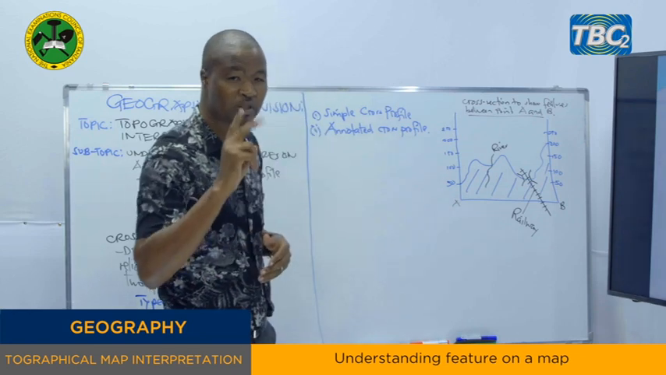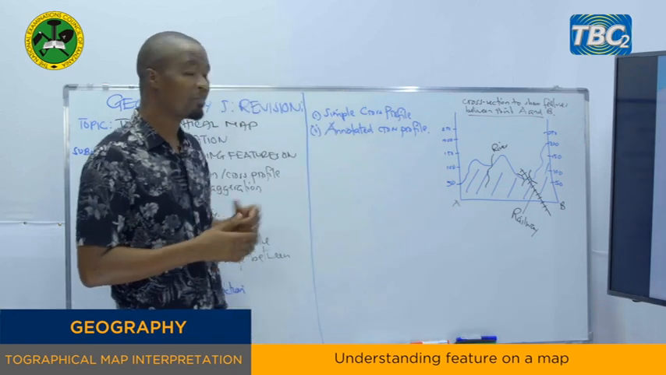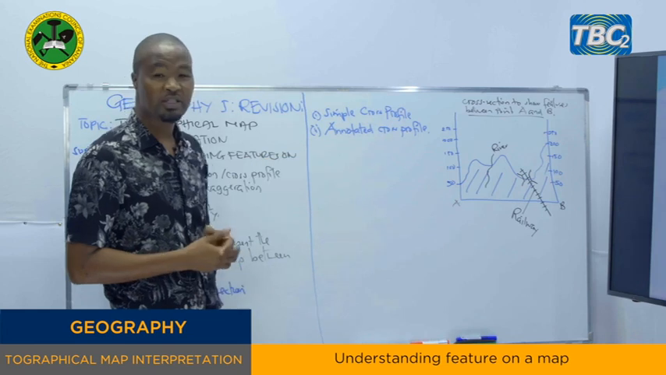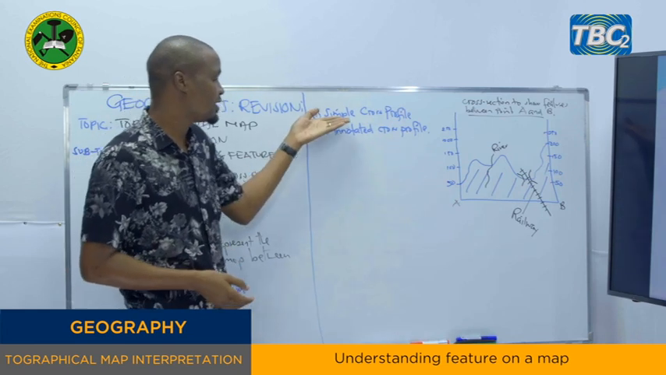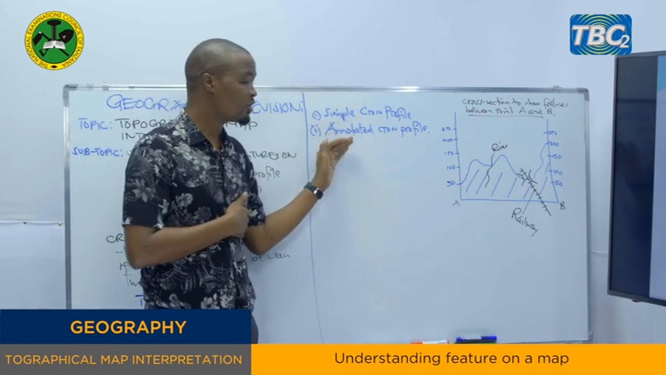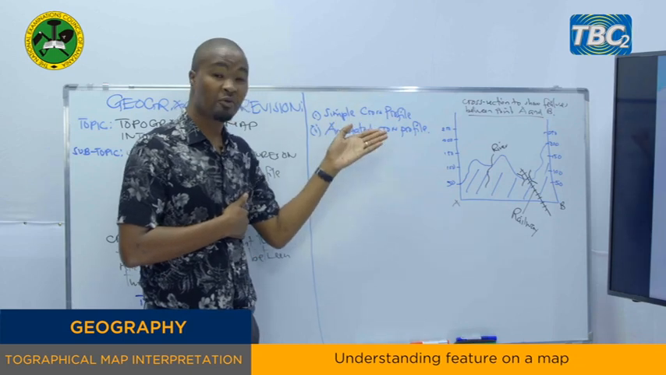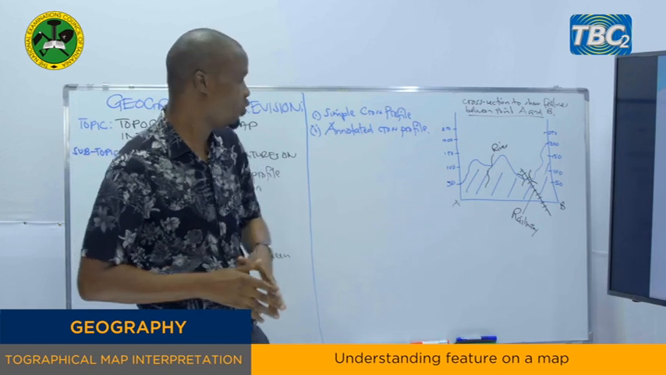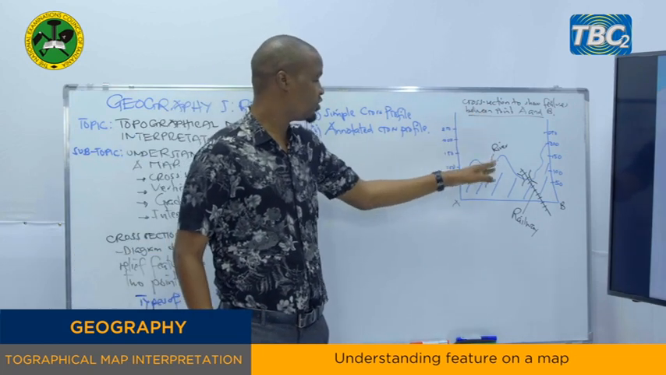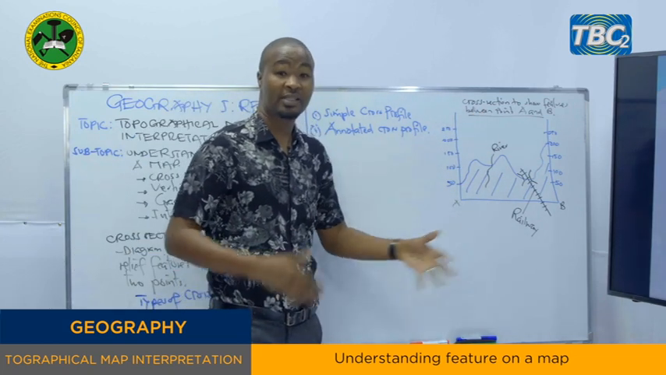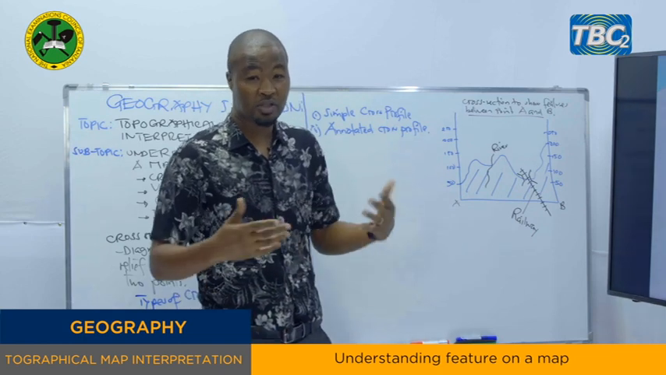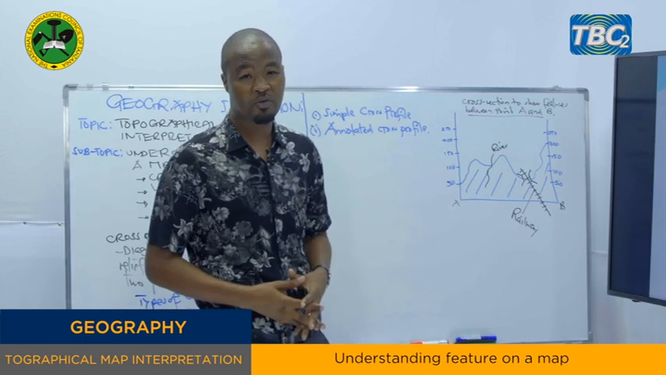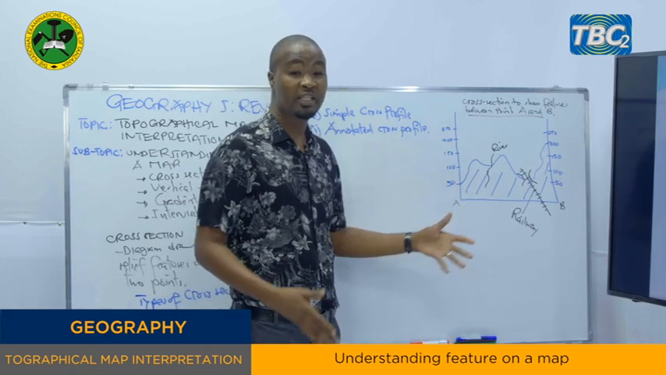Here we have two types of cross-section: the simple cross-profile as well as the annotated cross-profile. So what is the simple cross-profile and what is the annotated cross-profile? The simple cross-profile is the cross-profile or diagram that is drawn with no title or shading like this. That's why we call it a simple cross-profile: it is a simple diagram drawn to represent the physical features without labeling or indicating them.